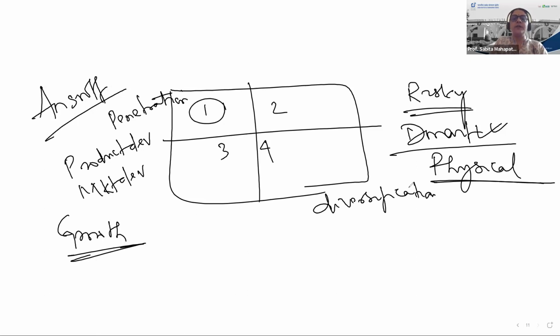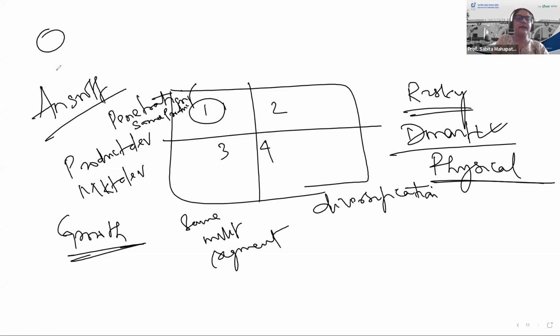diversification. Let us say we go with the first, which is penetration. What does it mean? It means same product, same market, meaning the segment. If this is your segment, you have to sell them your product again and again. So product does not change, market does not change. You penetrate again, go on selling.